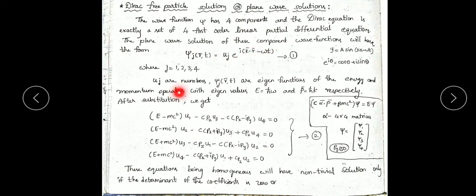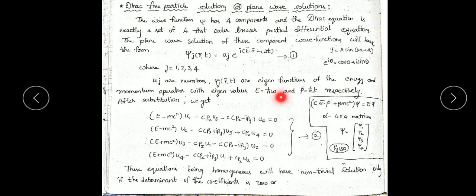Next, where j goes 1 2 3 and so on, u j are just numbers, and xi j of r comma t are eigenfunctions of the energy and momentum operators. We know the form H xi equals E xi, with eigenvalue E equals h cut omega.